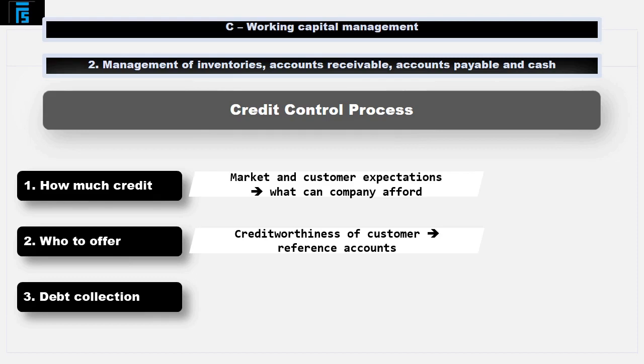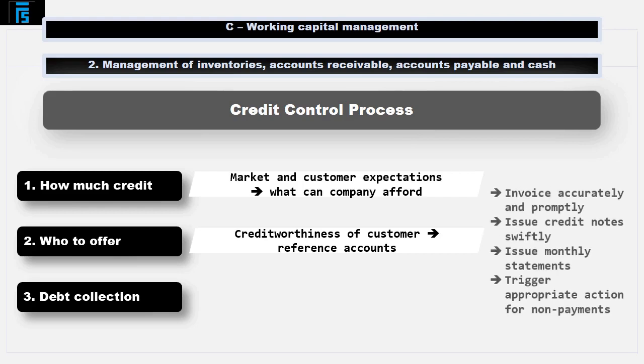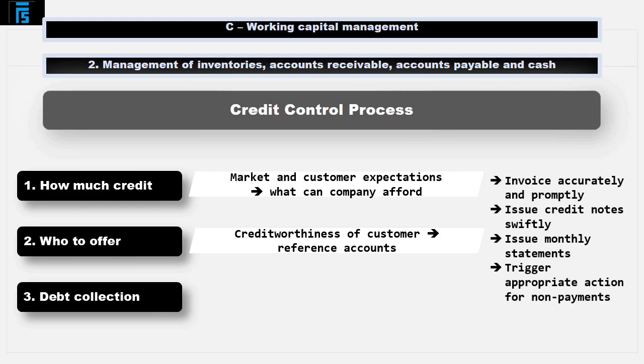Once the decision to offer credit has been taken, it is imperative that processes are in place to invoice accurately and promptly, issue any credit notes required swiftly, issue monthly statements, and trigger appropriate action where payment is not received in line with contracted terms. These actions may include phone calls, letters, visits, legal action, etc.